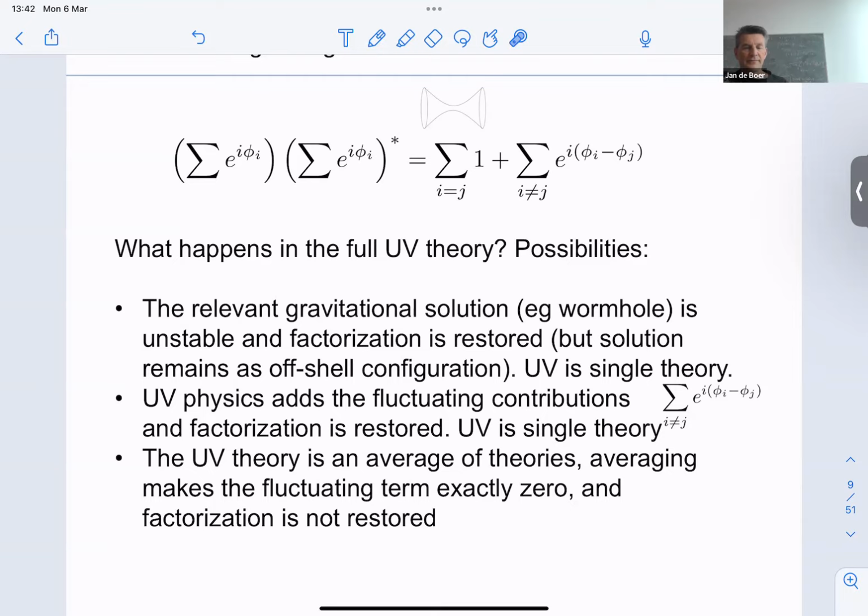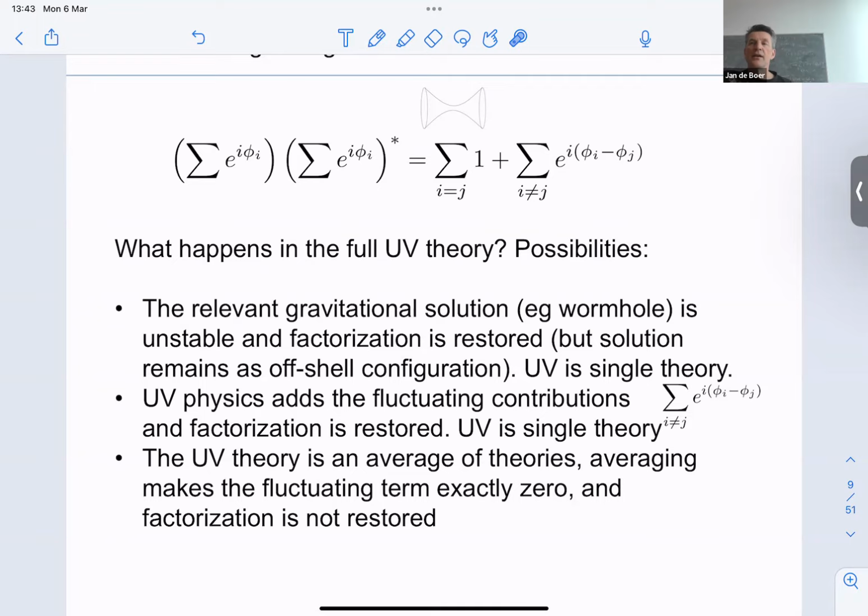And suppose indeed that this is sort of a cartoon model for a wormhole, hence the little picture on top. Now, what happens in the full UV theory? So the full UV answer is this equation here, which is obviously a true equation. Now, what happens in the UV theory? One possibility is that this solution, this semi-classical saddle point, simply does not exist in the UV theory anymore. It gets destabilized. It should not be included.